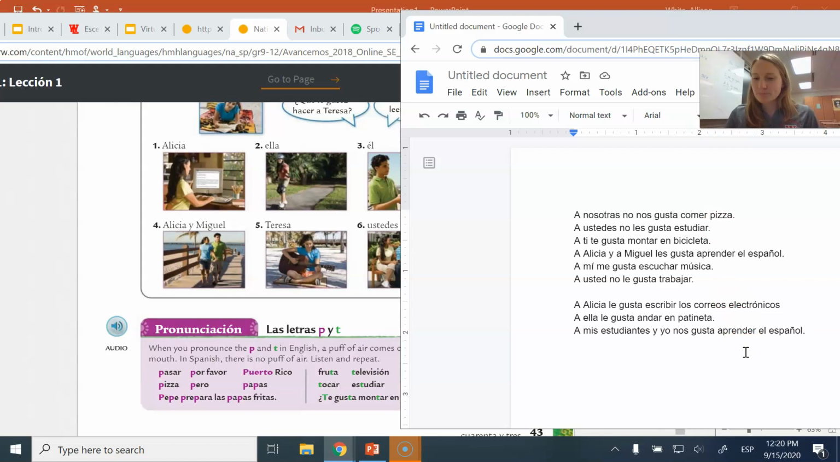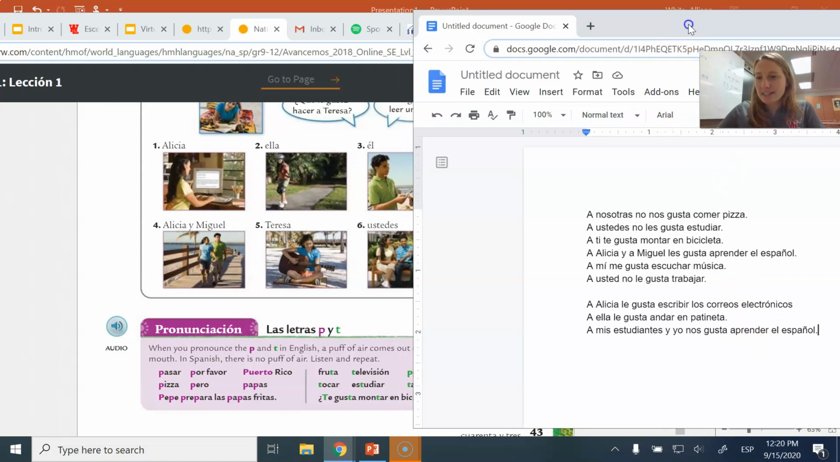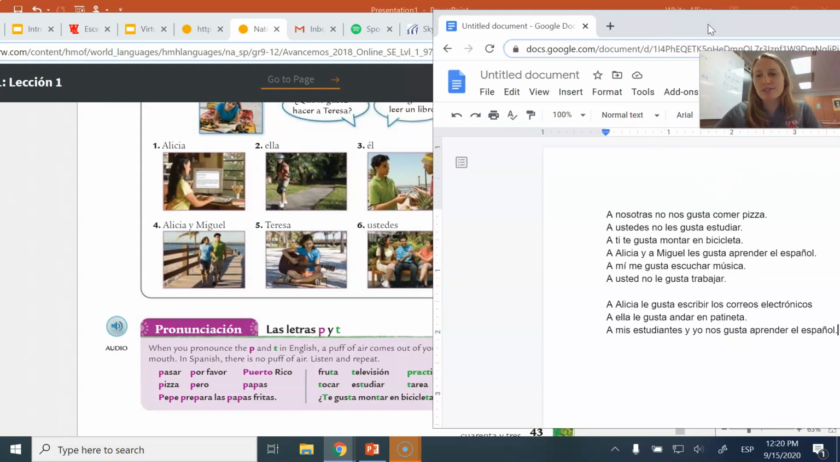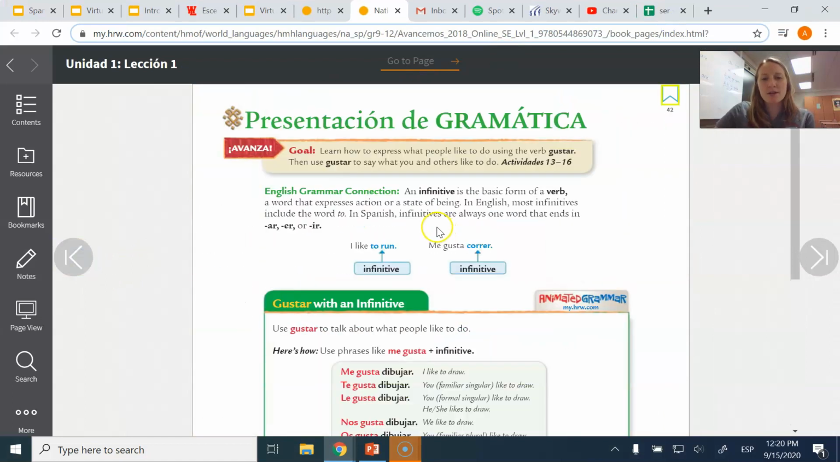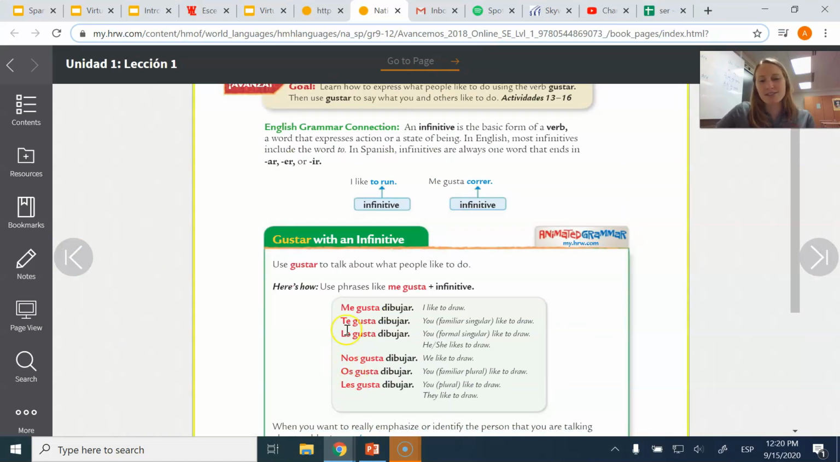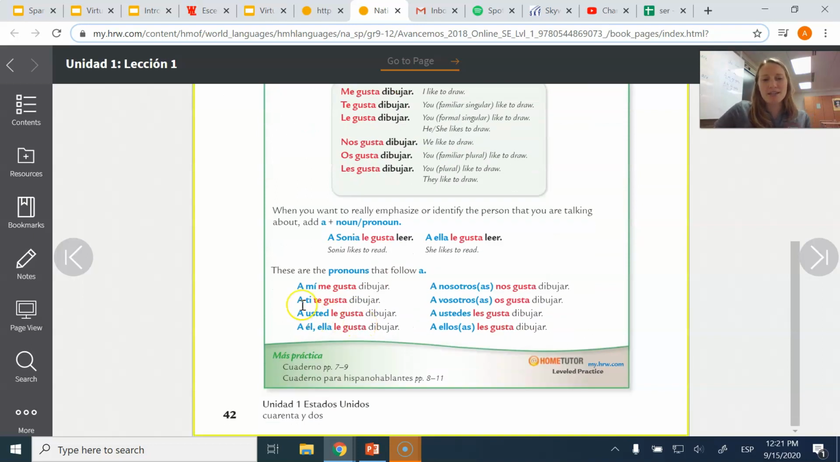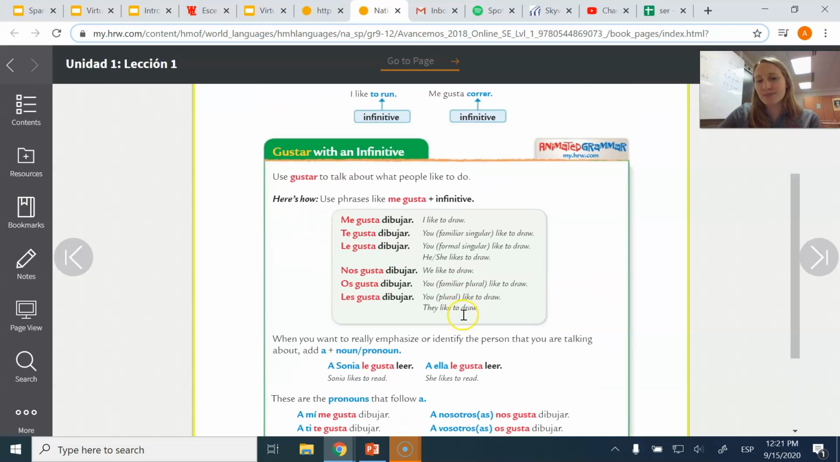So anyway, that's the lesson for today. Again, I'll link something else if you guys are still struggling with this concept so you guys can watch some more. Hopefully the homework helps you to practice it more. We'll continue to practice this as we go. But again, just work on your memorizing of the me, te, le, nos, os, les. That's going to be super important. And then these things, a mí, a ti, a usted, a él, a ella, a nosotros, a vosotros, a ustedes, a ellos, and a ellas. Practice with those, and that's going to be helpful.